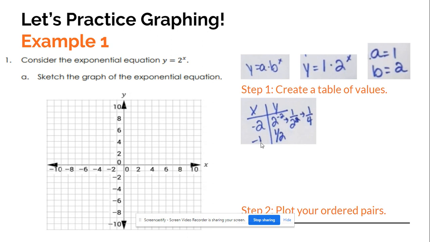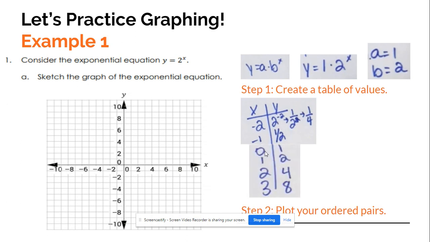We're going to continue that substituting. So I'm going to take another random value for x. I'm going to say -1. I'm going to substitute that in. So x is going to become -1. So I have 2 to the -1 power. To make that -1 positive, I have to make it a fraction. So rather than having 2 to the -1 power, I'm going to have 1 over 2.